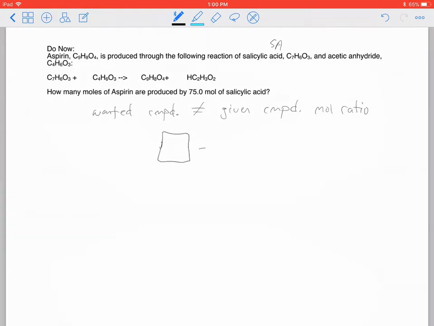So I can come up with a plan here. I know that I'm going to use mole ratio. And this is kind of where I always start. I want to find moles of aspirin, which is C9H8O4, and that's going to come from moles of salicylic acid, or SA. So when I look at this, I see it's dimensional analysis, and I see that I can do it in one step.